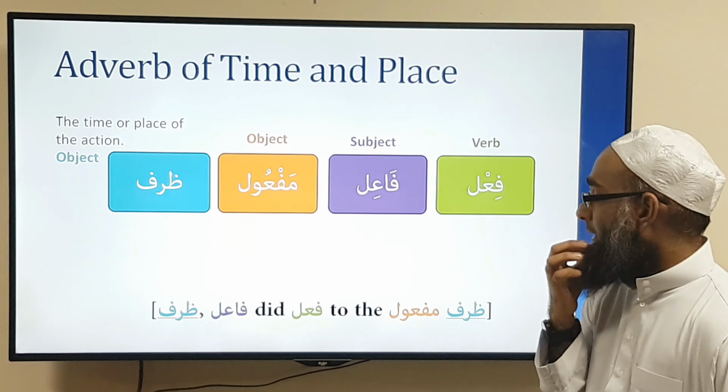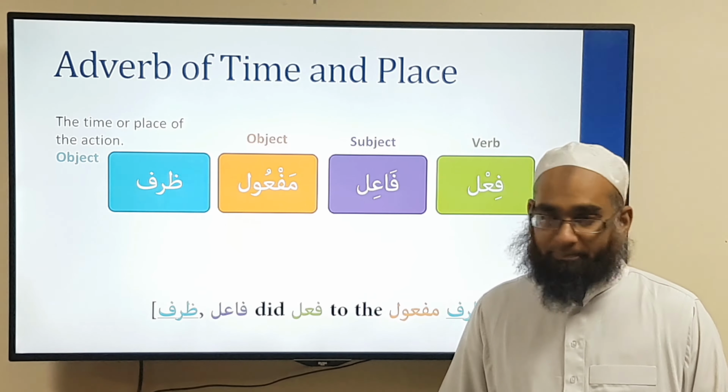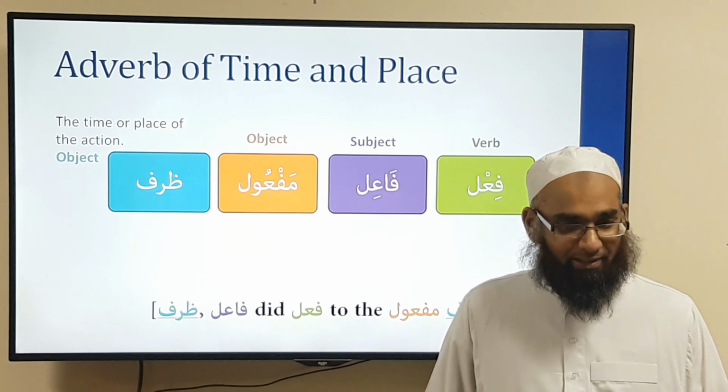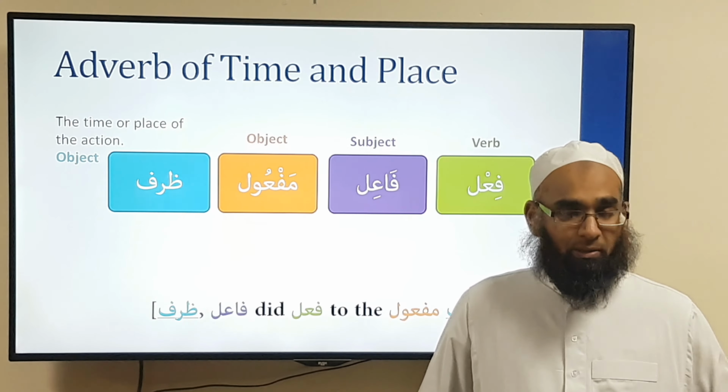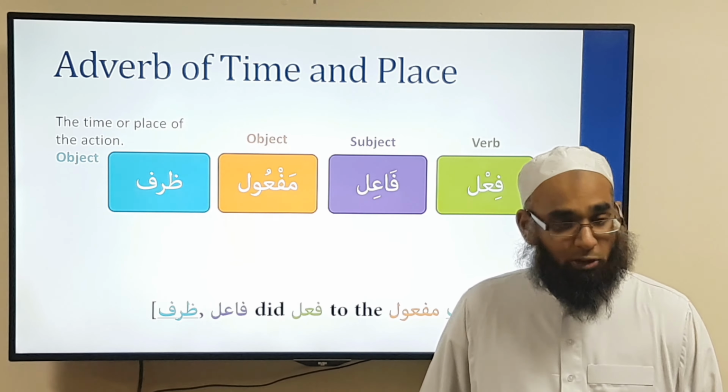So for example, if we go back to our example from yesterday, the man kicked the ball. You say, on Friday, the man kicked the ball. Or the man kicked the ball in the garden. So that shows the time.